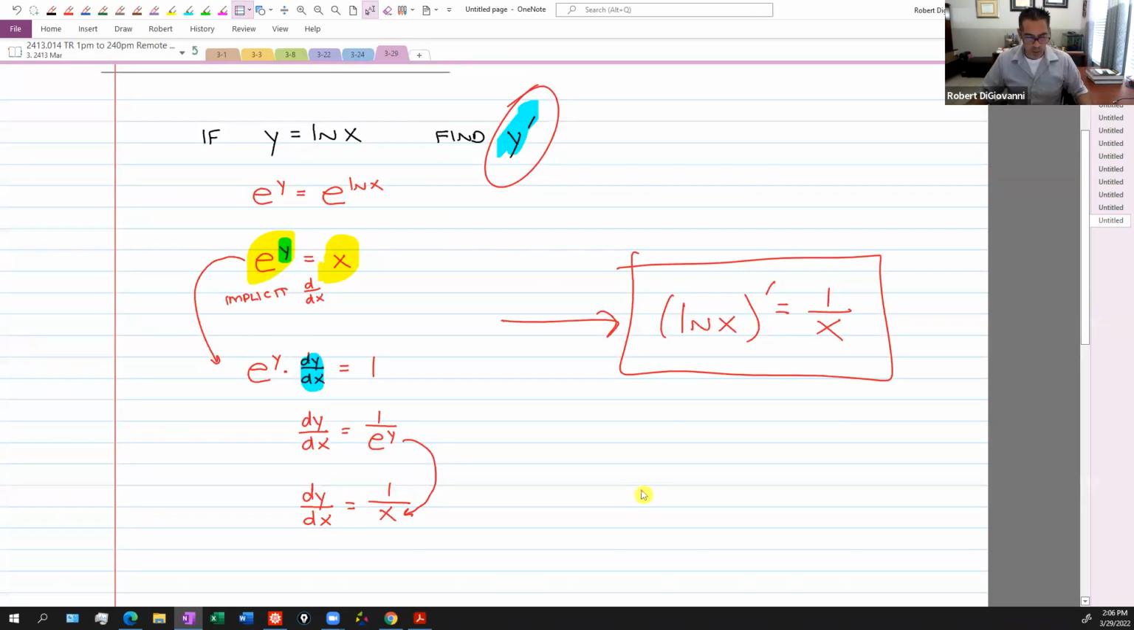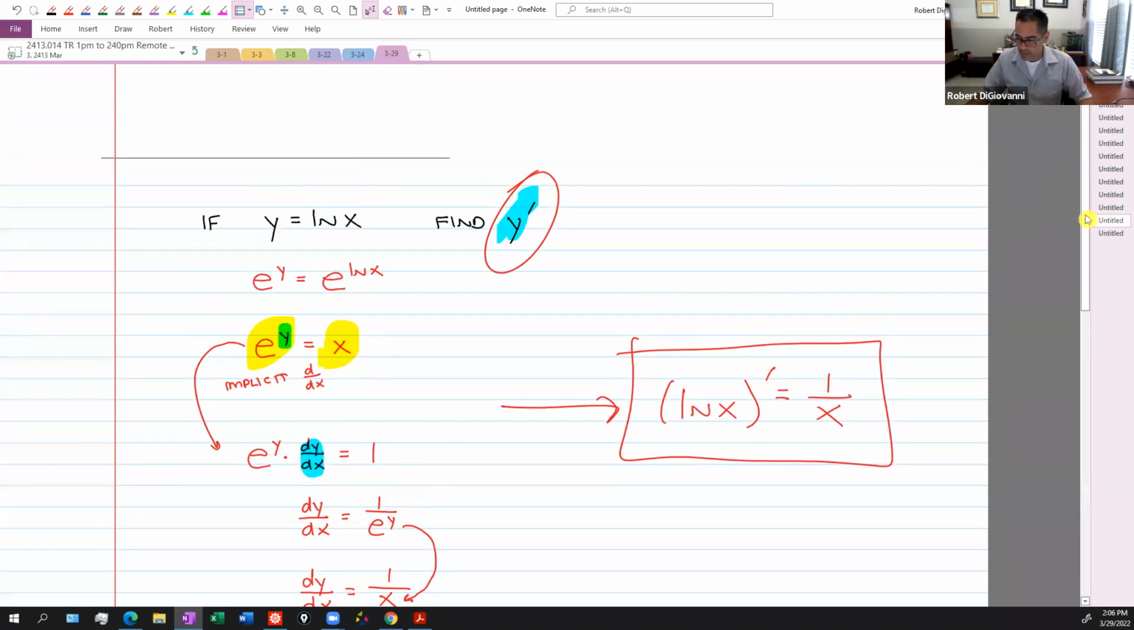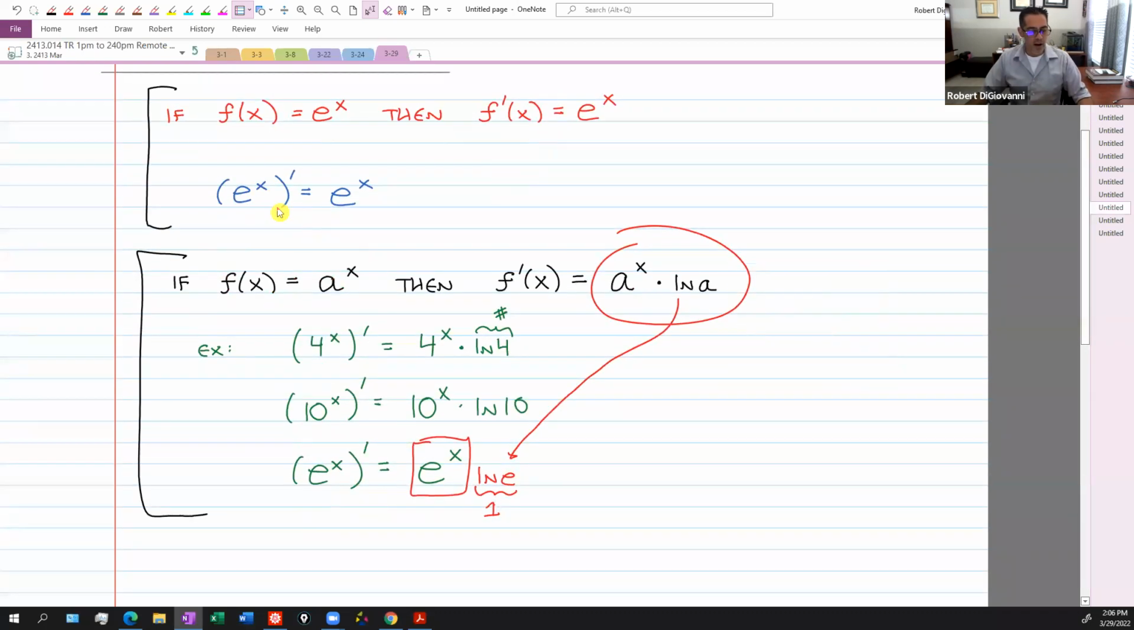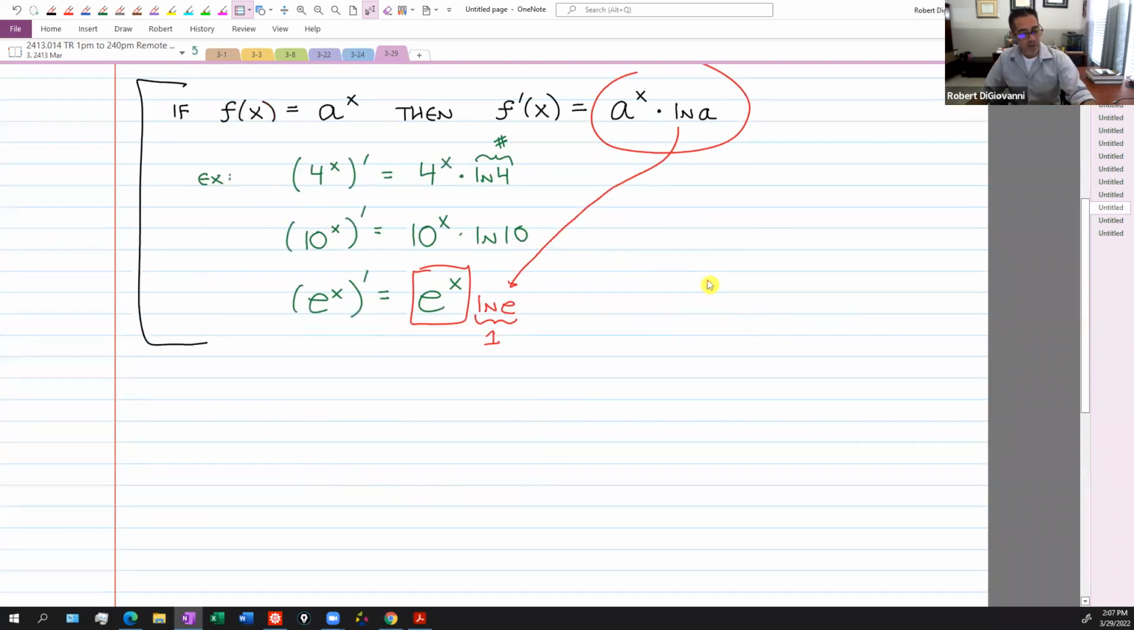I know this can be a little overwhelming. Let me go back to this page here. I said, all right, look, the derivative of e to the x is itself. The derivative of a to the x, well, it's itself, but then you have to multiply times natural log of a. Let me throw in here now the next thing we got.